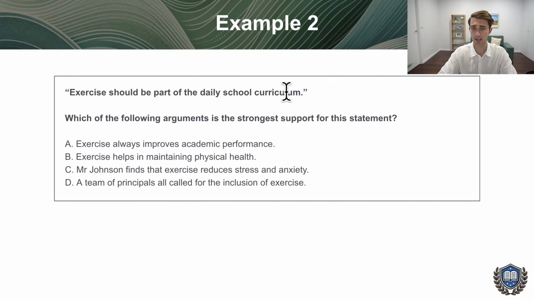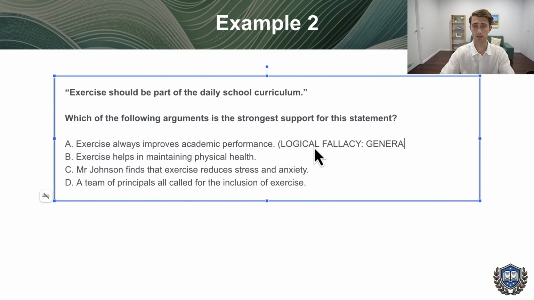Exercise should be part of the daily school curriculum. Which of the following arguments is a stronger support for this statement? Is it that exercise always improves academic performance? Now, this to me seems to be suffering from the logical fallacy of being a generalization. It's making a big assumption there. It always improves academic performance. It may do for some students, but to say for every single student, no matter what it always does, is a bit of a jump. It's a bit of an assumption.